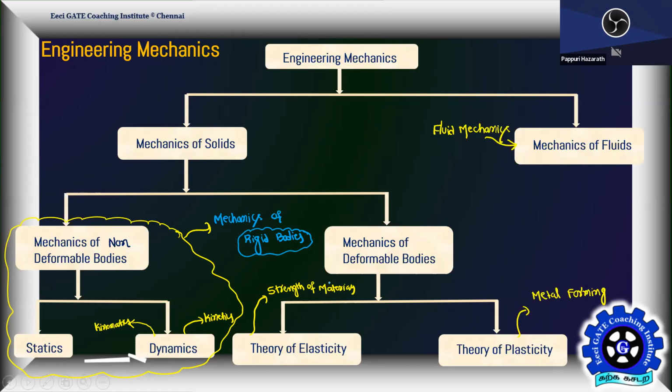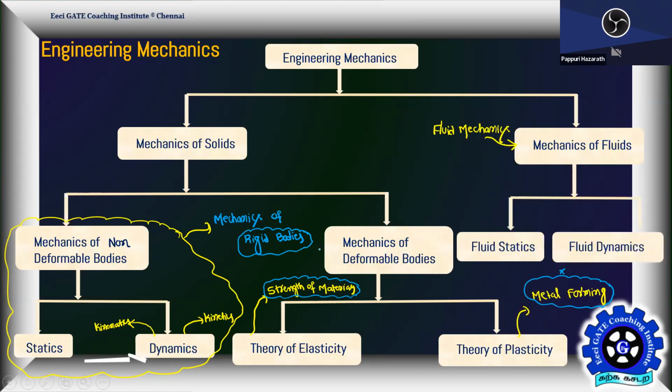Mechanics of deformable bodies means total strength of materials. You played a game with deformation, strain, stresses. That part you discussed in strength of materials. Generally, that is the theory of elasticity. Theory of plasticity means the metal forming course. I think the production faculty can handle this. The production faculty will be discussing metal forming. 2 marks weightage in GATE. Next, mechanics of fluids is nothing but fluid statics and fluid dynamics. That's it. This is the broad classification of engineering mechanics.